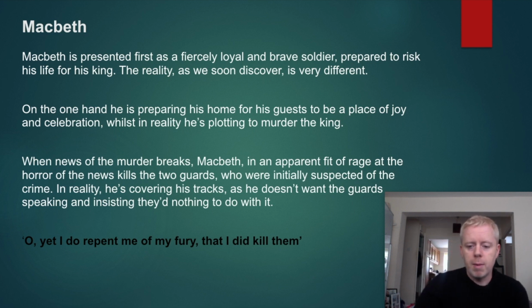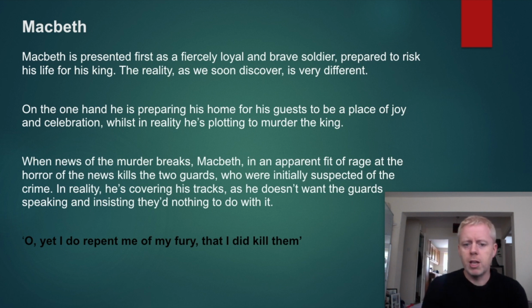He's a hero at the start. Remember, this is a tragedy, and Macbeth is a tragic hero. In order for him to be a tragic hero, he has to first, at some point, have been a hero, somebody the audience would have identified with and been rooting for. But the reality, as we soon discover, is very different.